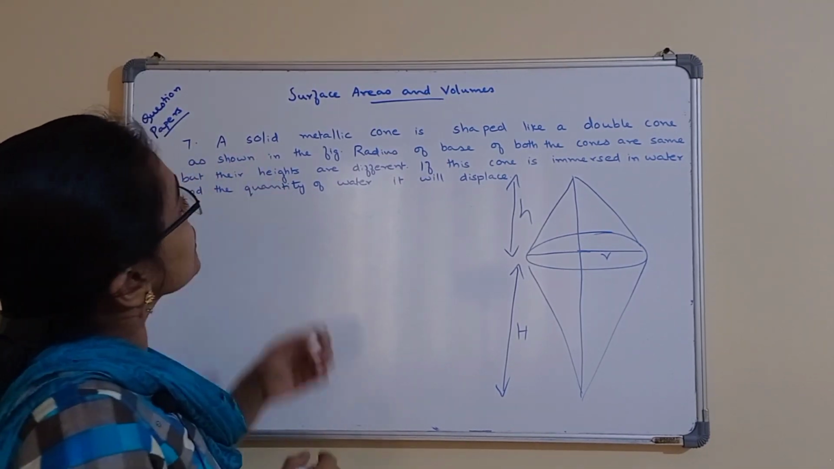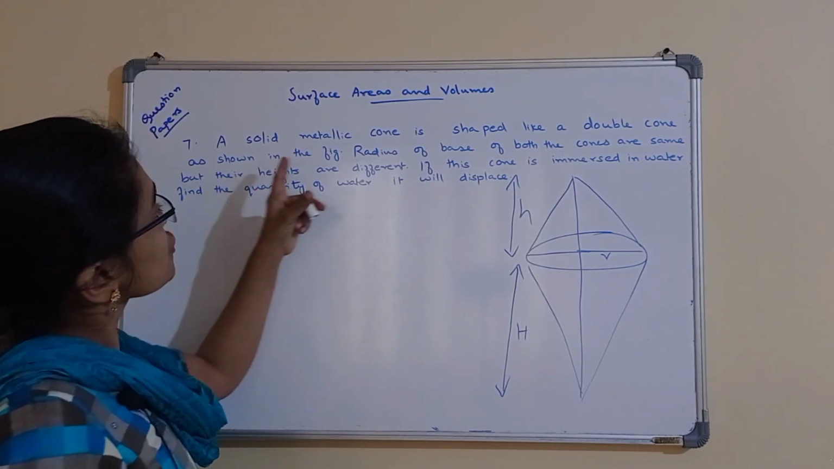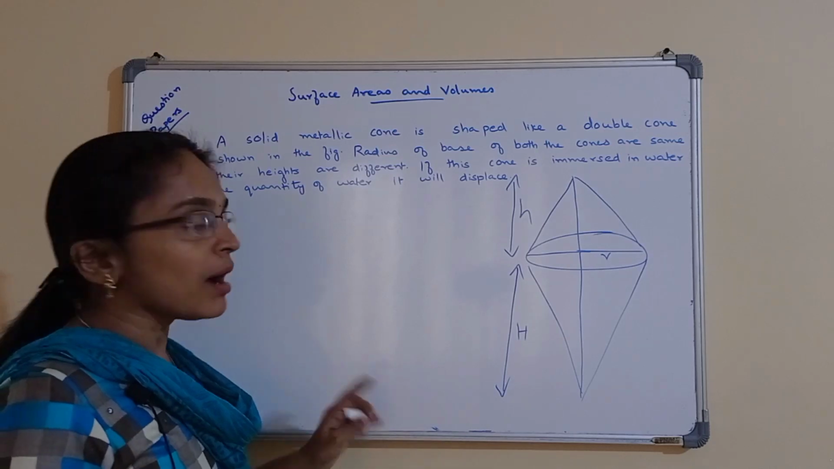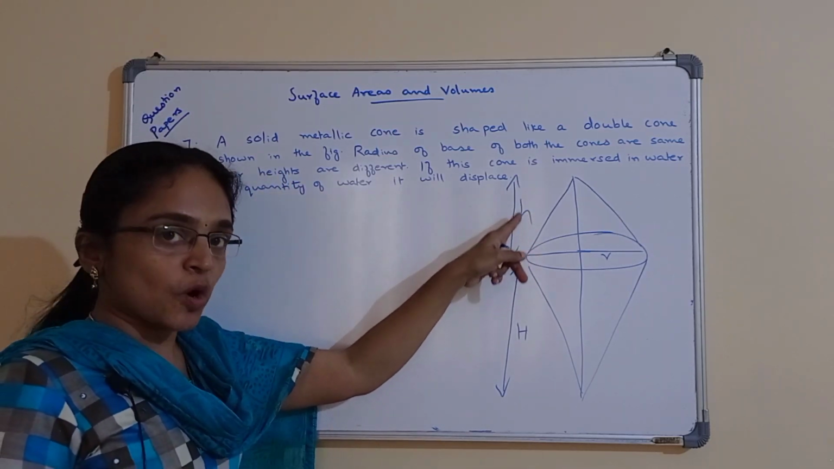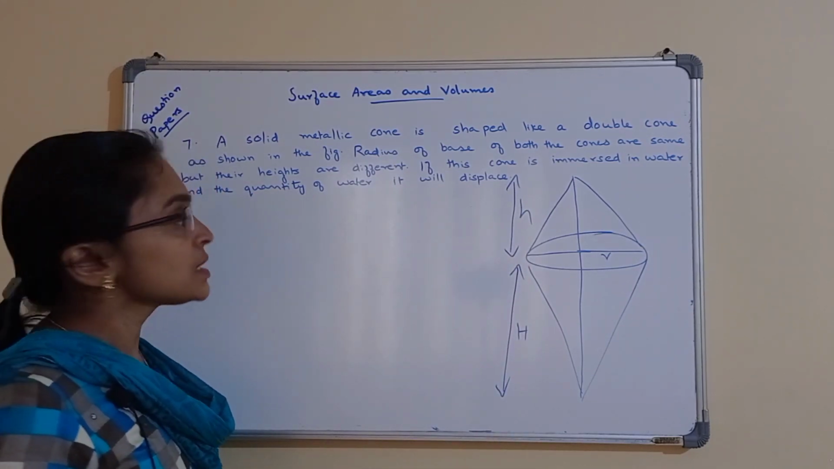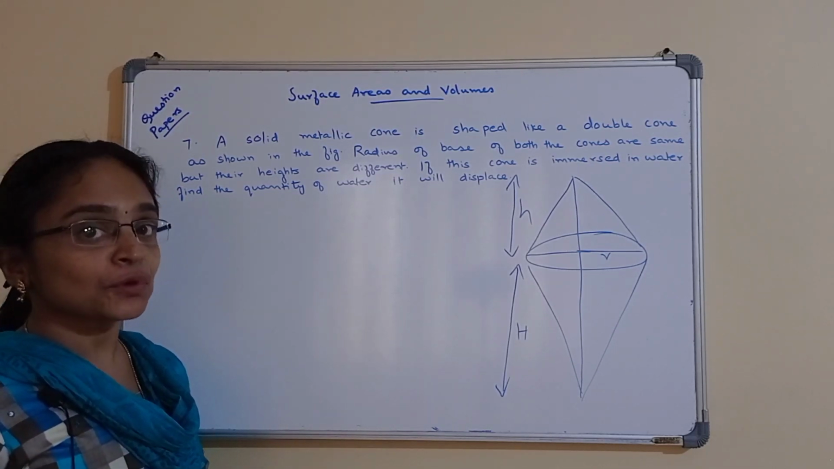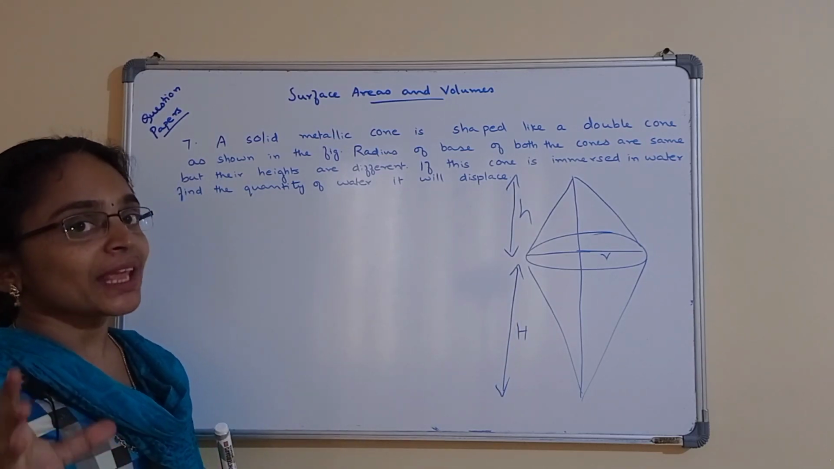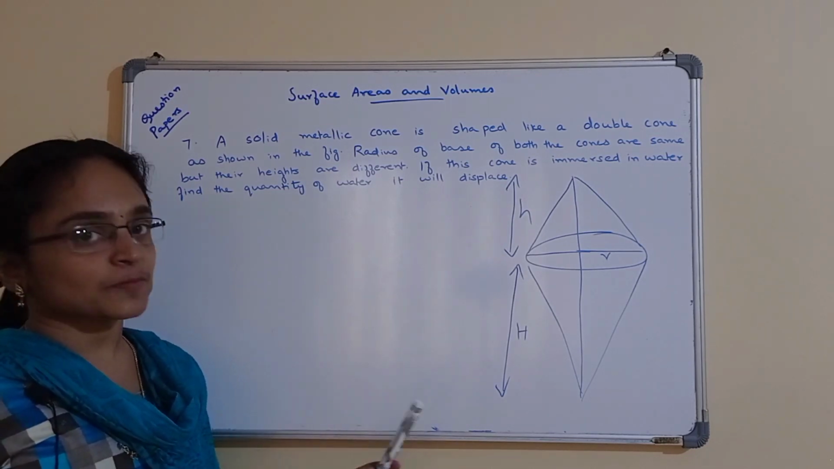Next one, a solid metallic cone is shaped like a double cone as shown in the figure. Radius of base of both the cones are same. Radius is same, r, but their heights are different. The height of this cone is small h and height of this cone is capital H. If this cone is immersed in water, find the quantity of water it will displace. That is, we have to find the total volume of these two cones. Then we can find the volume of water it will displace.